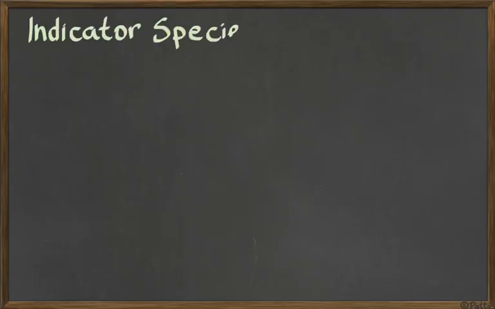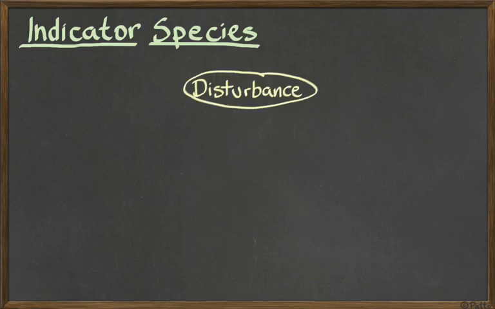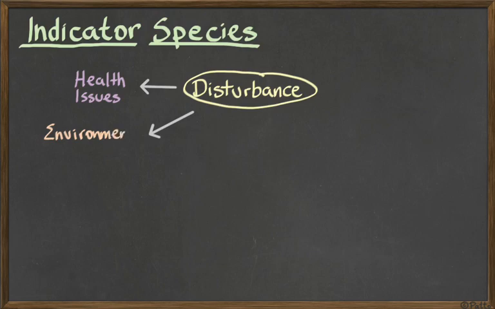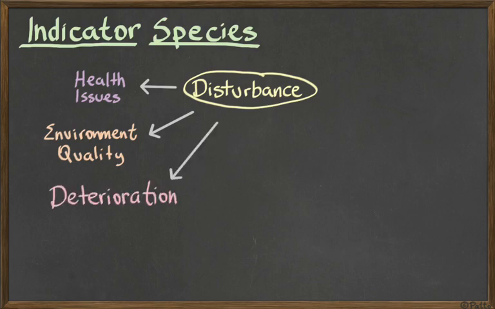Today we are going to be talking about indicator species. Indicator species are species that indicate environmental quality. Sometimes you have a disturbance in an environment. This disturbance may cause health issues to the population. They may indicate environmental quality, how that environment has changed or been damaged. It shows the deterioration and usually is strongly related to pollution. Pollution is one big environmental disturbance.